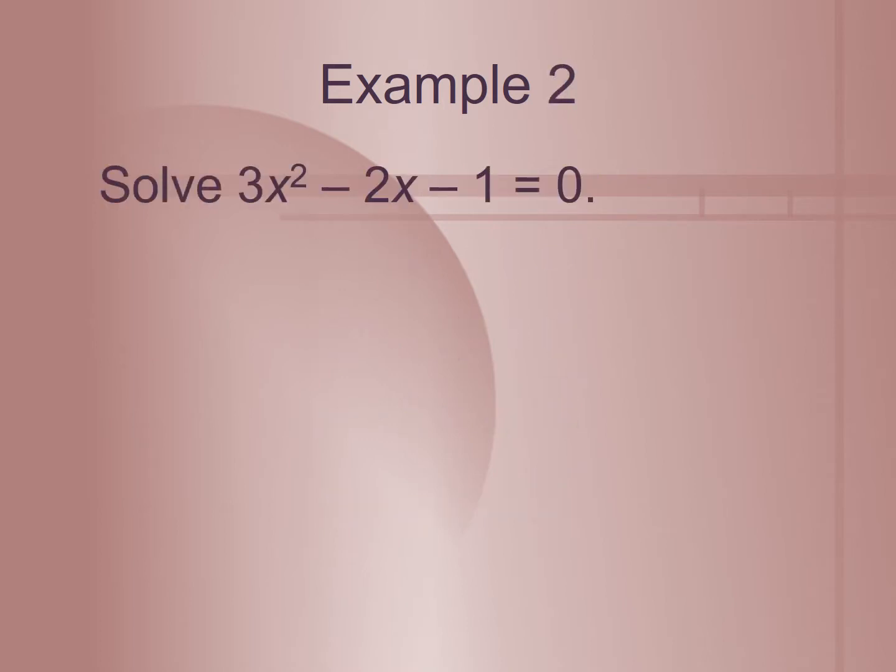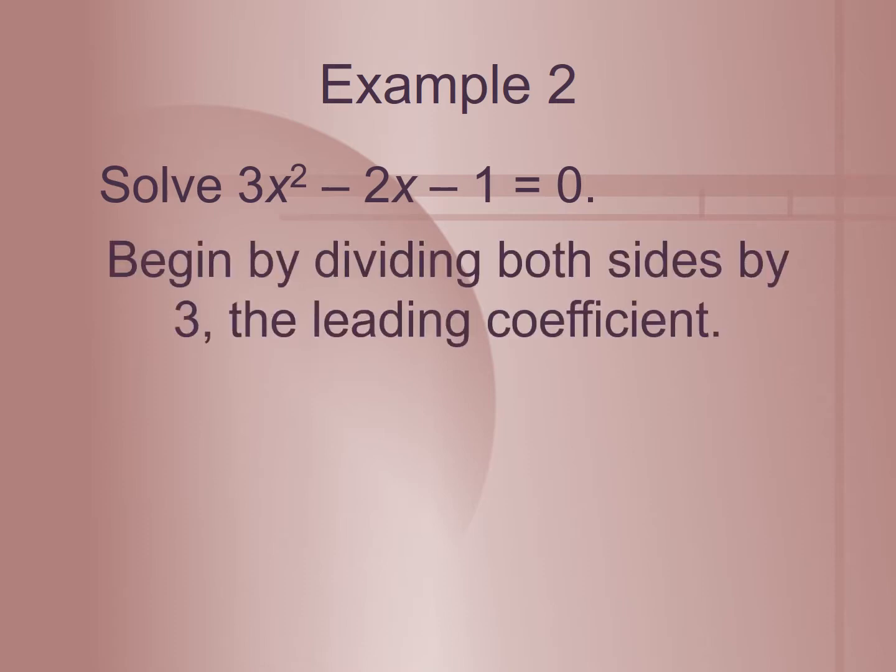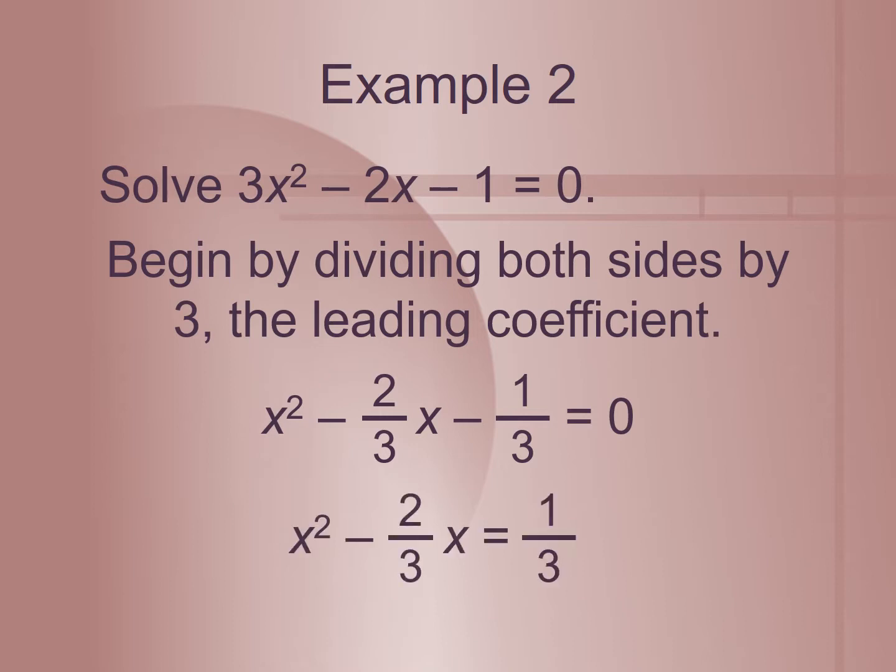So here's another example, 3x squared minus 2x minus 1 equals 0. The very first thing I have to do is divide by my leading coefficient of 3. So then I'll end up with x squared minus 2 over 3x minus 1 over 3 equals 0 over 3, which is just 0. Now I can put it into the form of x squared plus bx equals c. I have to add 1/3 to both sides.